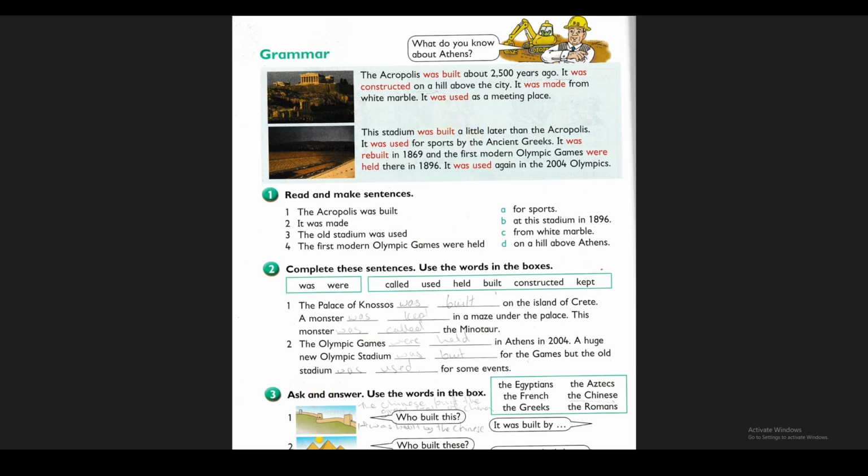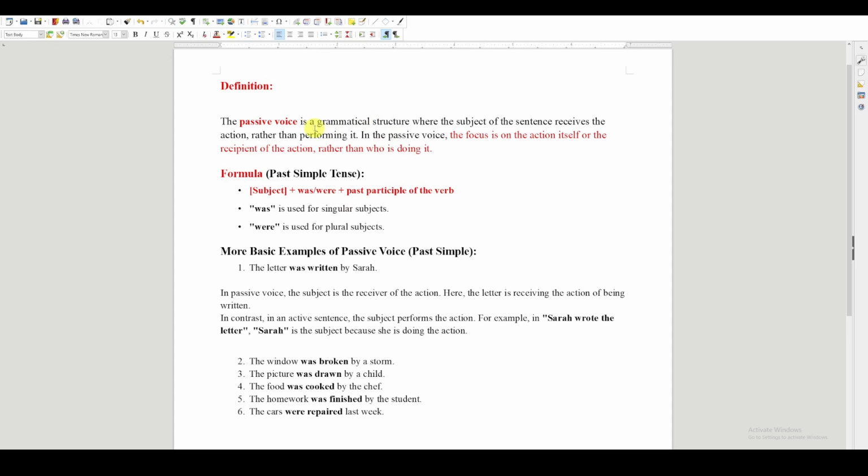Okay, so now we will be defining what is the passive voice. The passive voice is a grammatical structure where the subject of the sentence receives the action rather than performing it. In the passive voice, the focus is on the action itself or the recipient of the action rather than who is doing it. So what does that mean? Forget about the first half. I just want you to focus on the words which are written in red. So this is basically what is the passive voice.